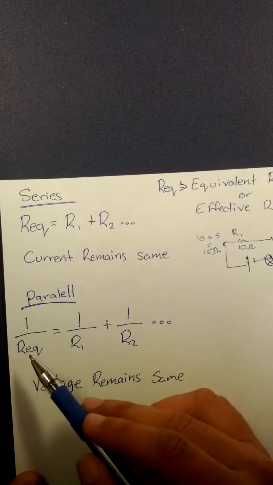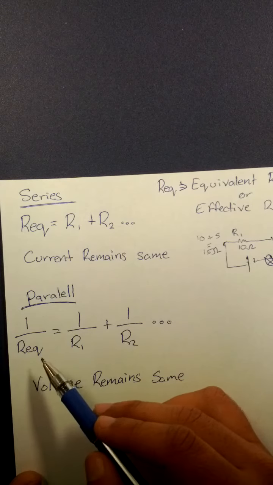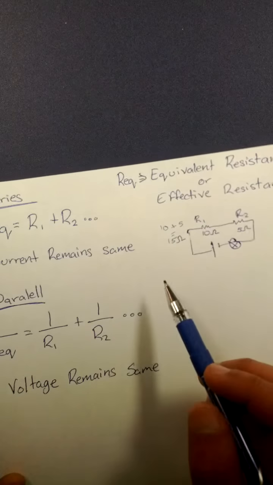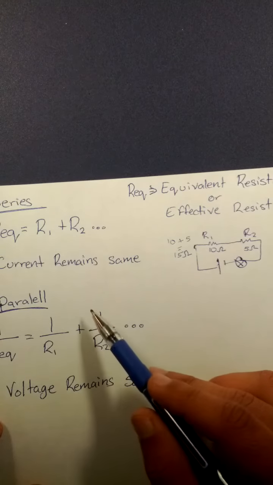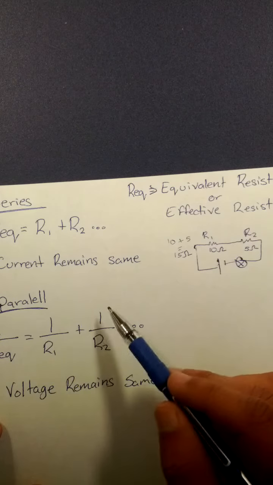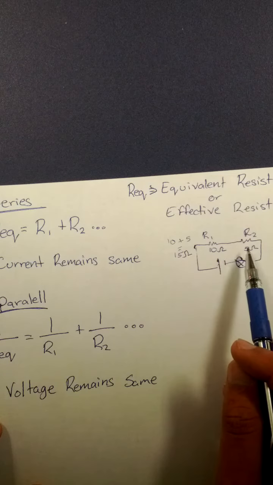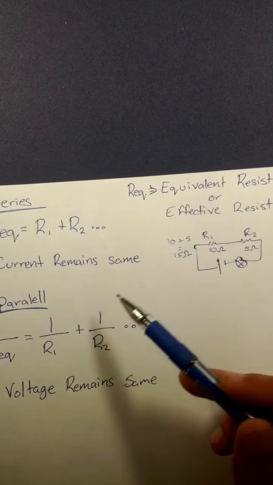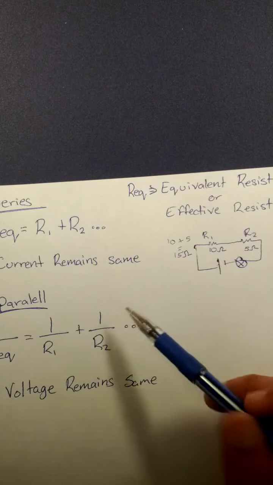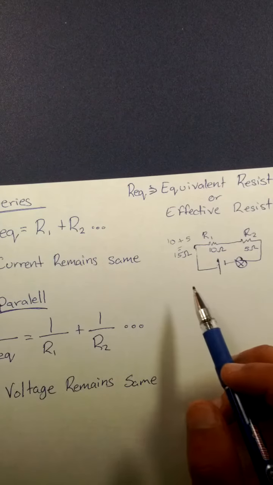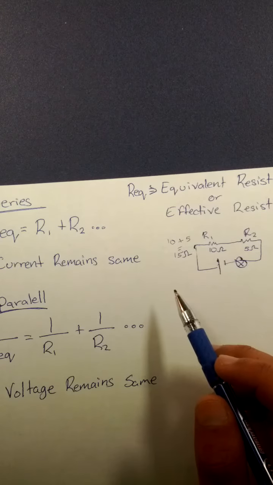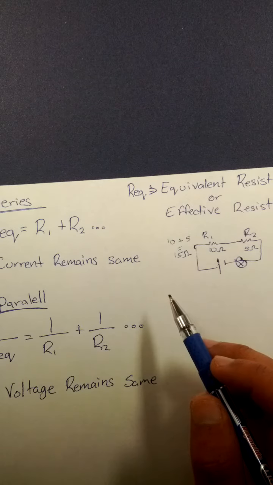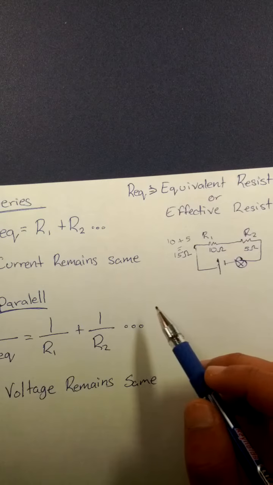So 1 divided by REQ, which is most likely going to be X because we wouldn't know, equals 1 divided by R1. So if we go back to this example, R1 would be 10. So 1 divided by 10 plus 1 divided by 5, because that's R2. And I'm just assuming for the time being that there are 2 resistors, but the dots mean that there could be 50 resistors, and you would just continue. So plus 1 divided by R3, 1 divided by R4, etc.